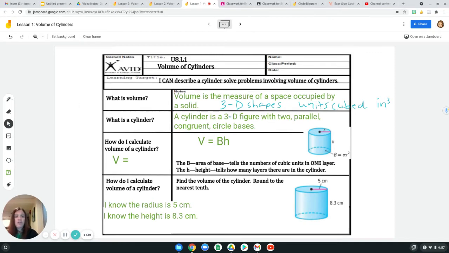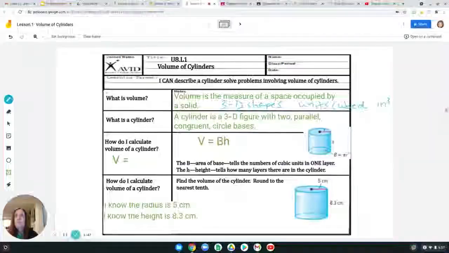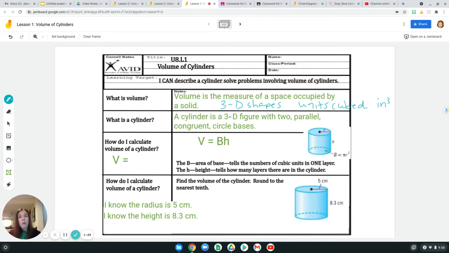And you can see pictures of cylinders on this page. Real life, I like to bring in the Pringles can, soup cans, mailing tubes like poster tubes, those kind of things you would find in our classroom if you are with us and we're working with the cylinders. All right, so how do I calculate volume of a cylinder?